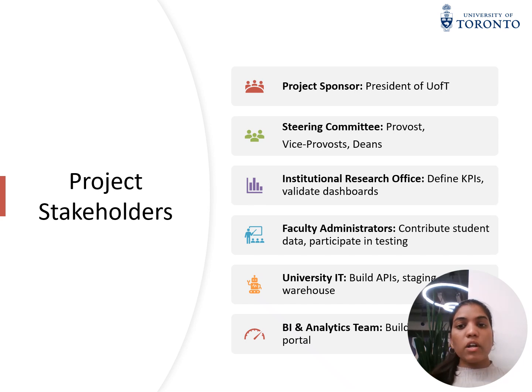Now we will be talking about the project stakeholders. This project involves multiple stakeholders. At the top level we have the president, who is the project sponsor. Then comes the dean from the committee, making key decisions. And the institutional research office is also a critical stakeholder, since they will be defining the reporting requirements.